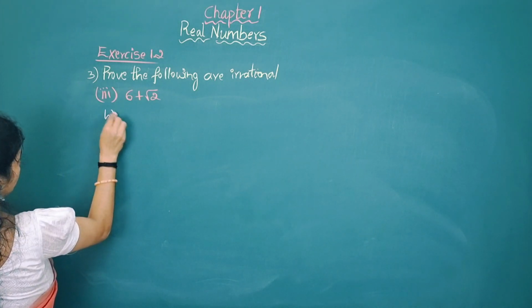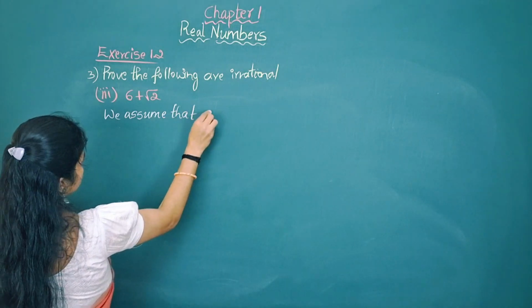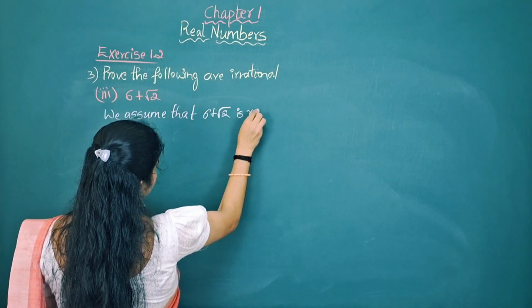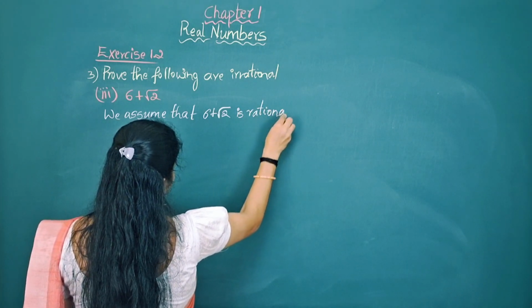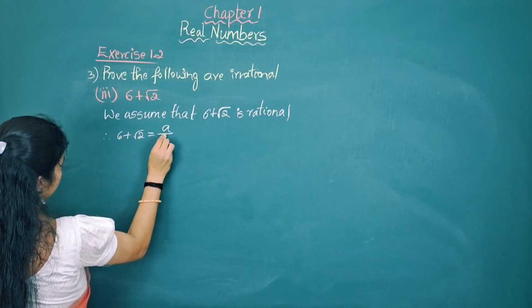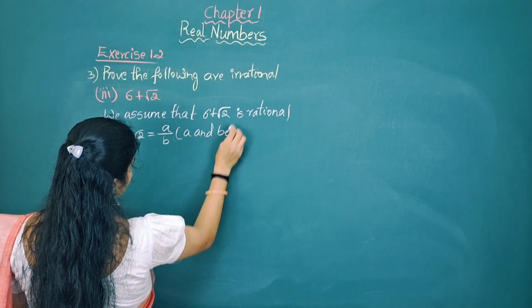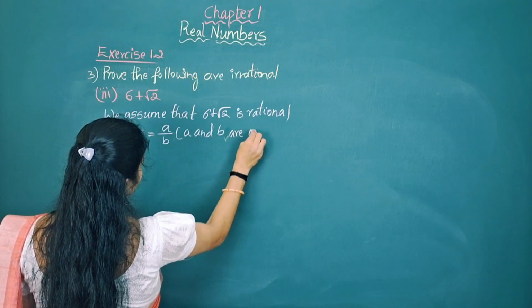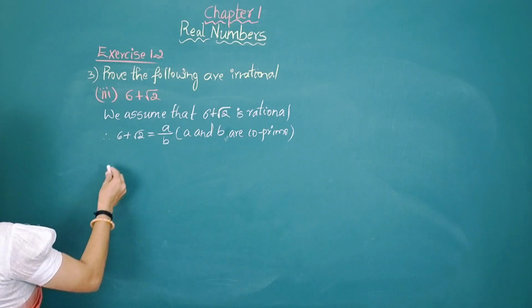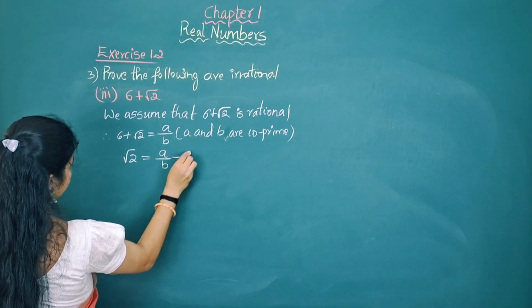So let us start. We assume that 6 plus root 2 is rational. So therefore 6 plus root 2 is equal to a by b, where a and b are co-prime, which means they are integers. Okay, so now we can write root 2 is equal to a by b minus 6.